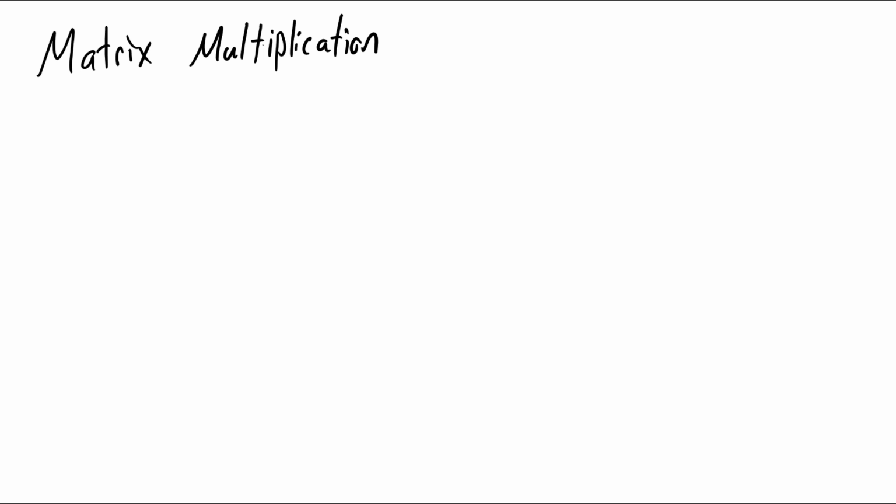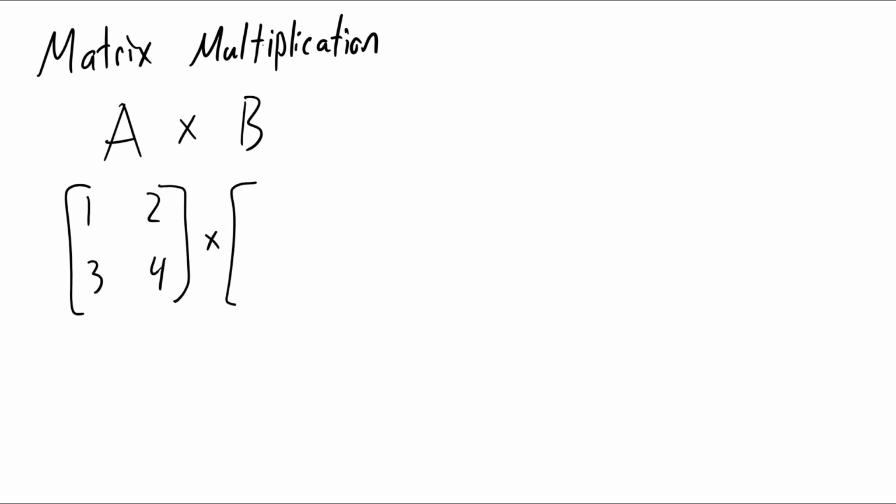So matrix multiplication is when we're multiplying two matrices together, like A times B. So A was 1, 2, 3, 4, and B was 0, 1, 2, negative 1. All right, now you can do this process in your calculator. I'm going to show you how it works, and you'll see why I'm showing it to you here in just a minute.